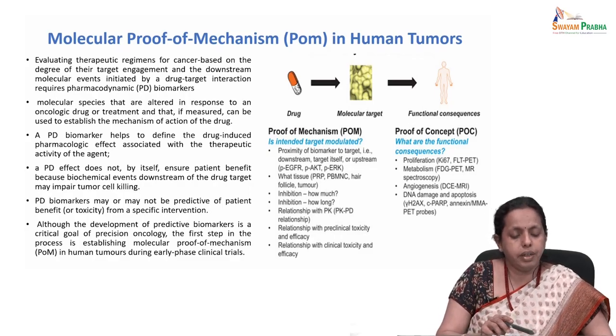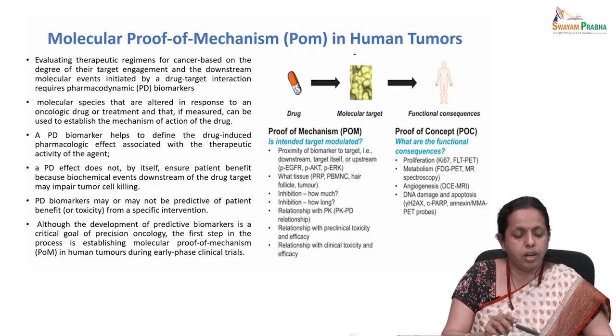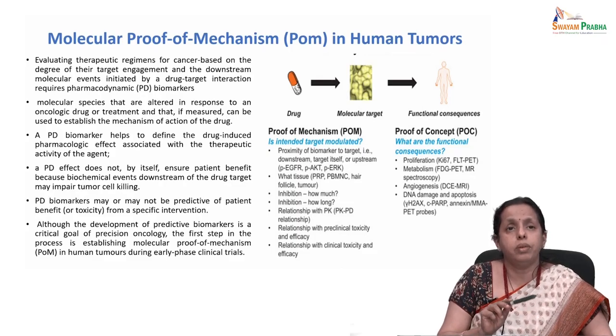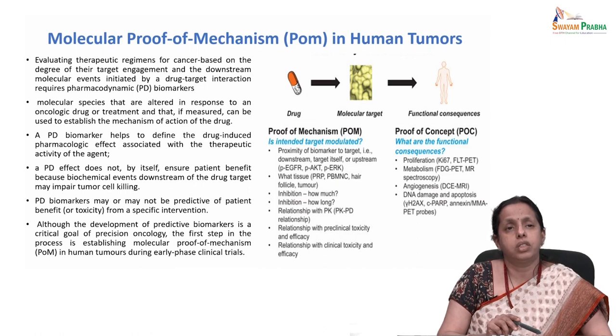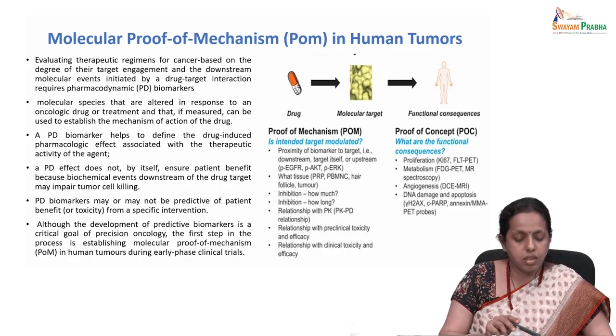To evaluate your therapeutic regimens for your cancer based on the degree of target engagement and the downstream molecular drug-target interaction, you need to have what are called pharmacodynamic markers, PD markers. Very important. They are molecular species that are altered in response to an oncologic drug or treatment, and if measured, can be used to establish the mechanism of action of the drug. A PD marker helps to define the drug-induced pharmacological effect associated with the therapeutic activity of the agent.